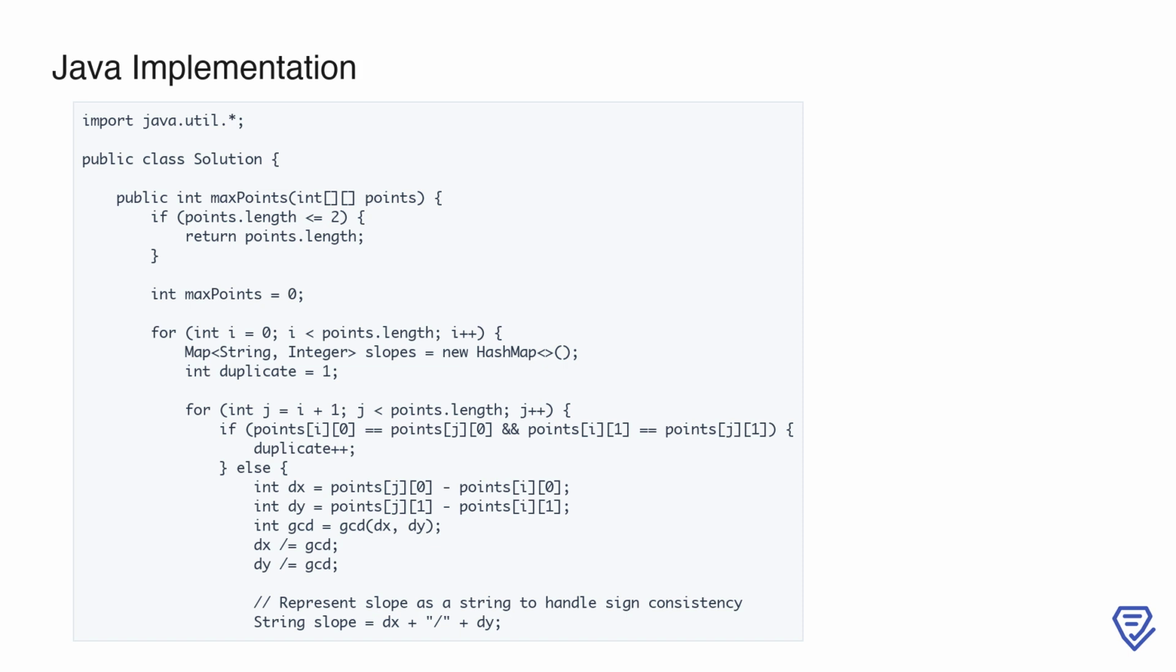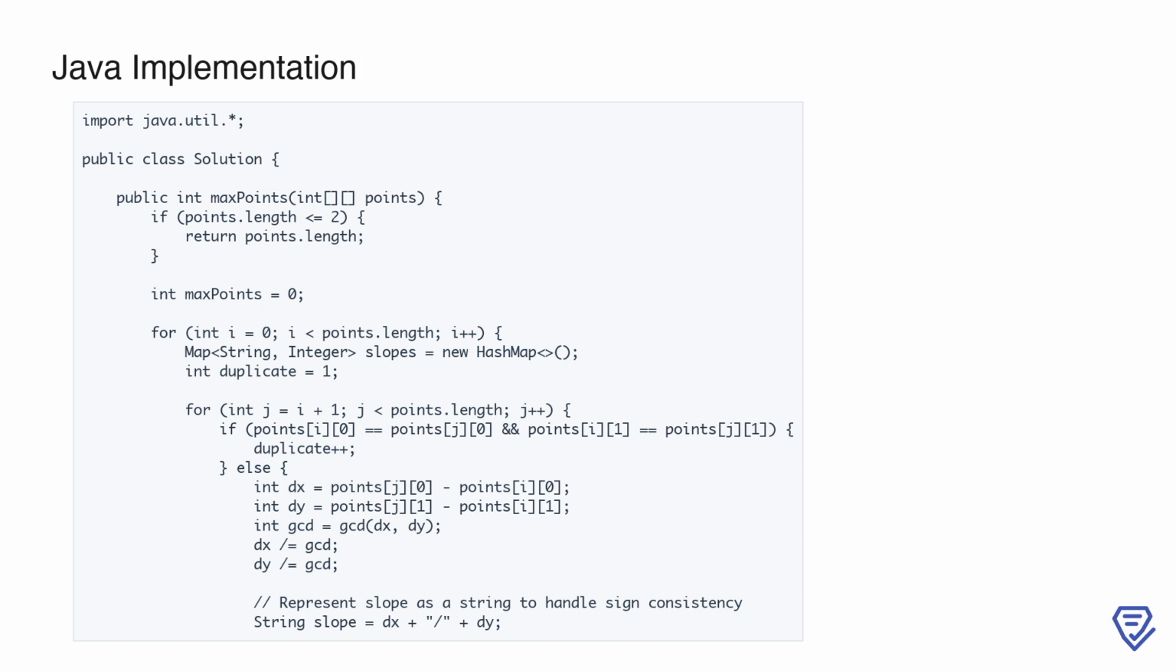We also create a hash map called slopes to count the frequency of unique slopes between the fixed point and all other points. Additionally, we introduce a duplicate counter to handle cases where points are overlapping, as overlapping points share the same coordinates. In the inner loop, if 2 points are duplicates, we simply increment the duplicate count. Otherwise, we calculate the slope between the 2 points.